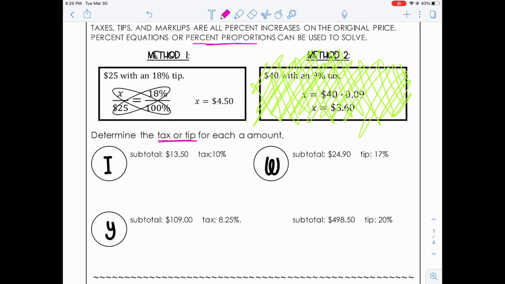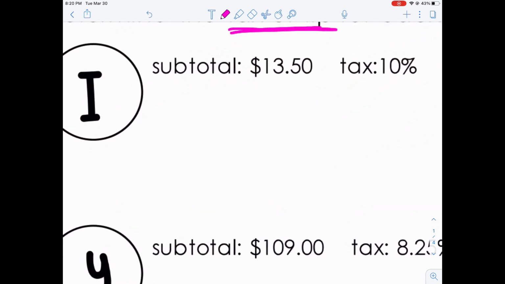A tax or a tip, if you are going to a store, you have to pay taxes or tips on the amount of what you're purchasing. Now, this is a dollar amount that is added to the subtotal. So your subtotal would be like if I bought a bunch of things and I added up all of the cost of those things, that's the subtotal. And then you calculate your tax or your tip using that subtotal amount.